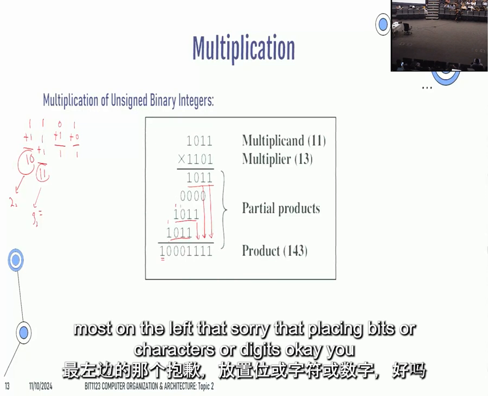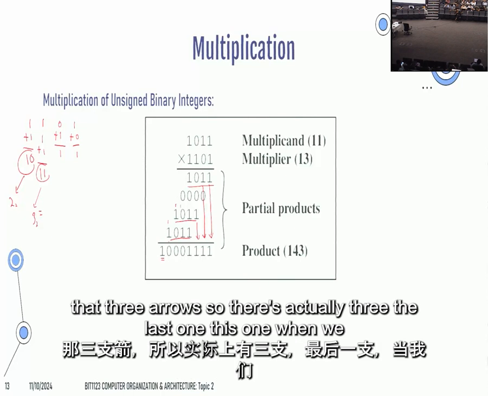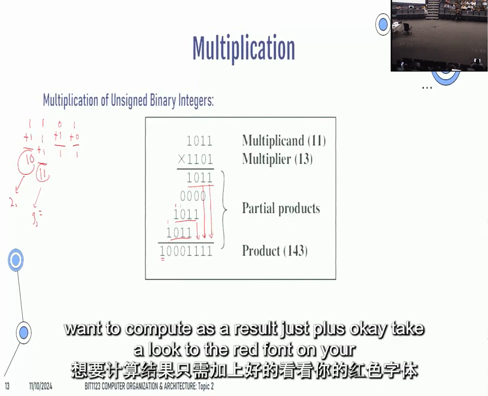Third placing bits or characters or digits, you need to shift it to the left. So you see the last number, 3 arrows. I write down there 3 arrows. So that's actually 3, the last one, this one. So when we want to compute the result, just add.